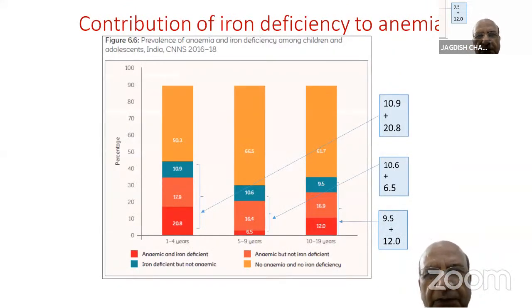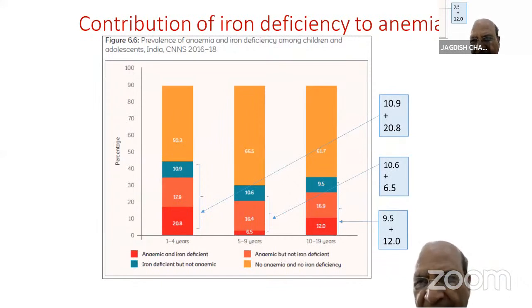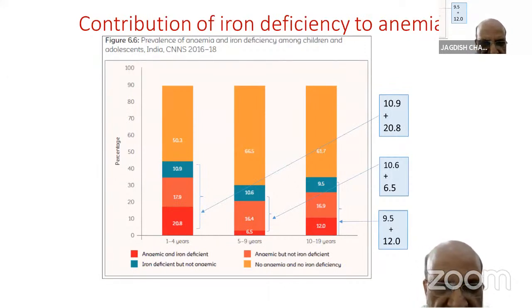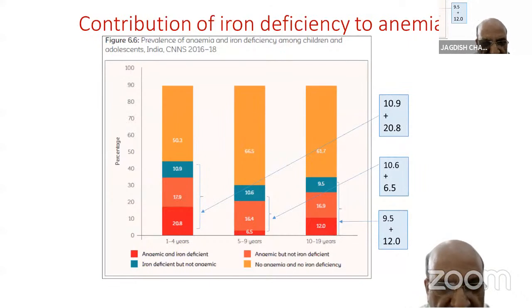And how much does iron deficiency contribute to preventable anemia? This figure had earlier been to the tune of 40 to 50%. It was considered that iron folate supplementation will take care of the anemia. But the CNNS survey had thrown light on the anemia which could be corrected by iron folate supplementation, and it is not to that extent. You can see here in this bar diagram, the red bottom portion is anemia and iron deficient, and the green portion, the third block, is iron deficient but not anemic.